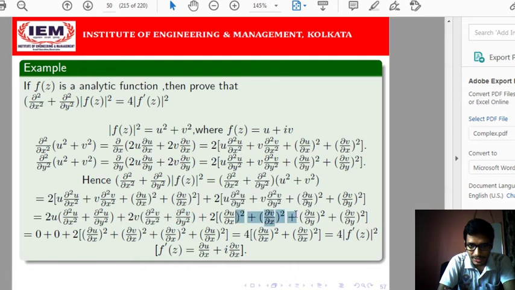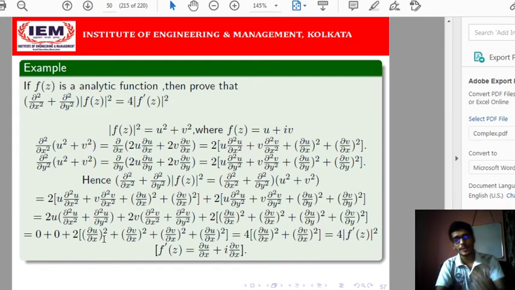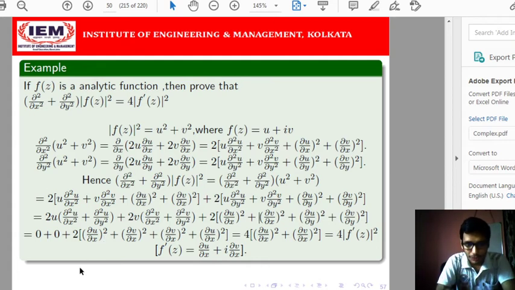So now in that term we can use the Cauchy-Riemann equation. If we want to use the Cauchy-Riemann equation, then we know that f dash z either can be represented as a partial derivative with respect to x or can be represented as a partial derivative with respect to y. So if we want to use the partial derivative with respect to x, then I need to convert all the partial derivatives with respect to y in terms of partial derivatives with respect to x by using the Cauchy-Riemann equation.